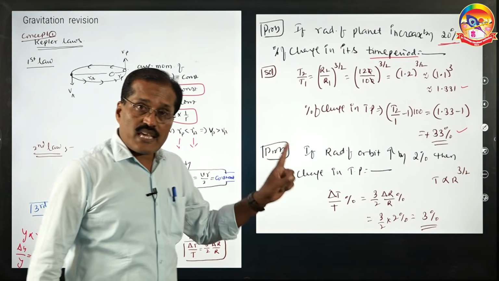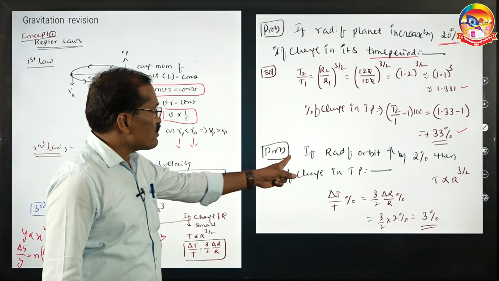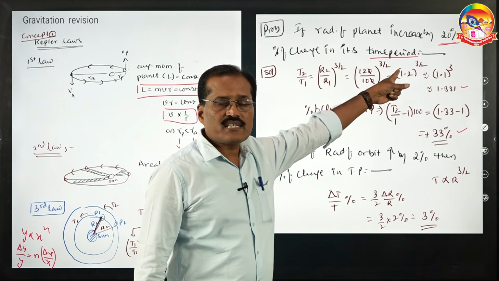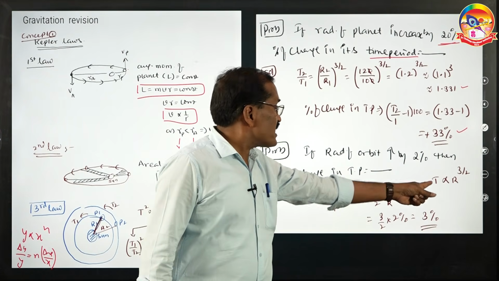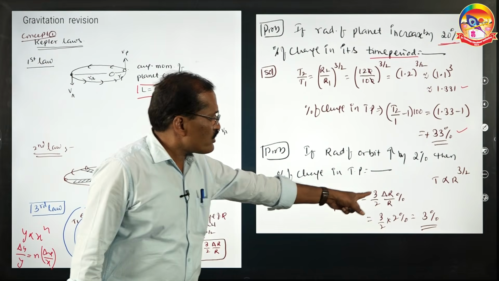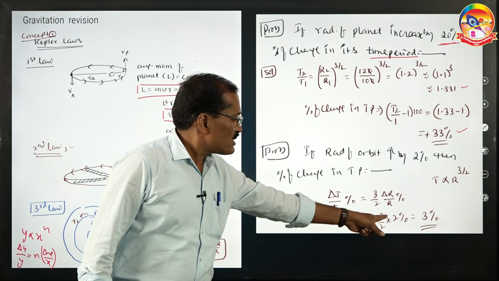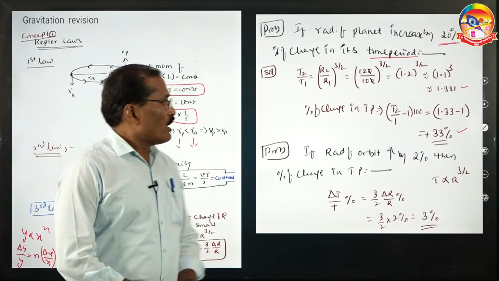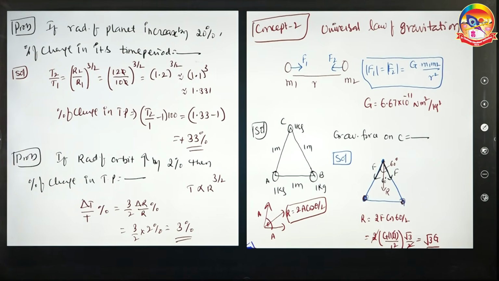Next, the same question, in a similar way. In the other one, if the radius of the orbit increased by only 2%, earlier I gave you 20%, here 2%, which is less than 5%, then we go for this particular concept: 3 by 2 into delta r by r, which is 3 by 2 into 2%, approximately 3%. Okay. Now, that is all about Kepler's law.